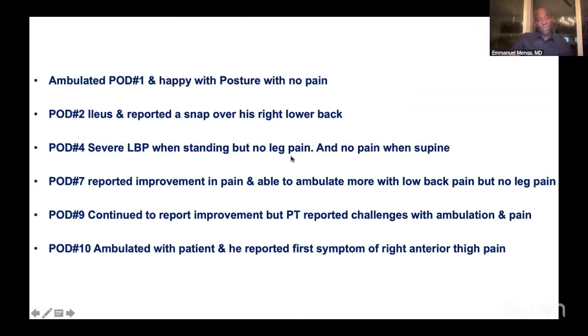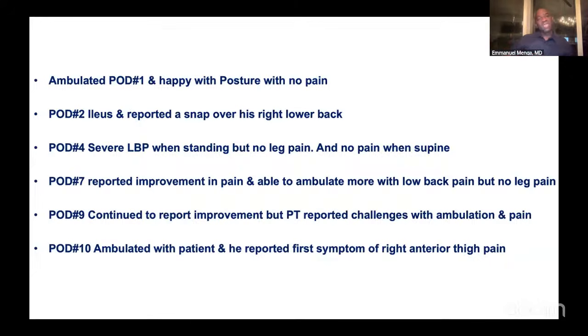On post-op day one, the patient got out of bed, ambulated, very happy with his posture, happy with his symptoms, and he was very grateful. On post-op day two, he started developing ileus. And while lying in bed on post-op day three, when I came to round, he said he felt a snap in his lower back on the right side. And that was it. He said, I felt a snap and there's a little bit of pain in my lower back.